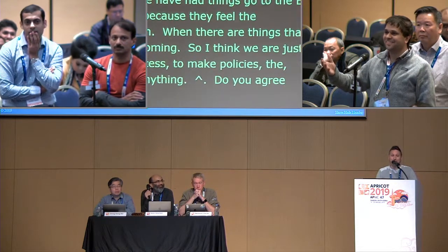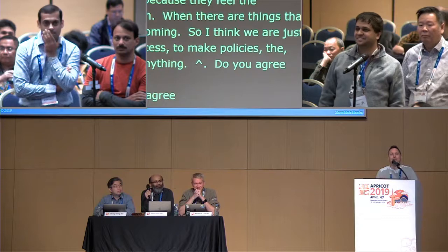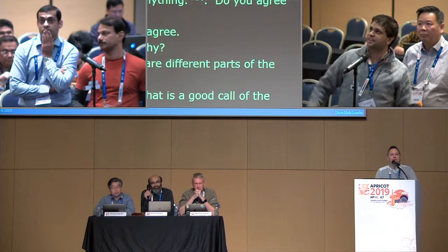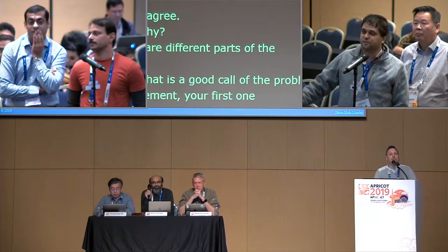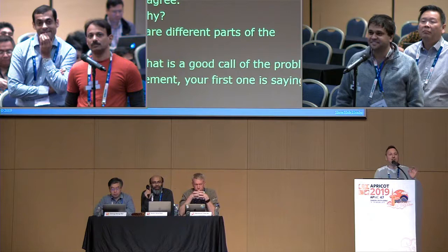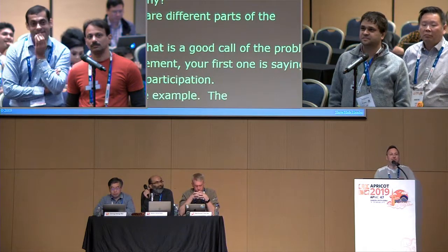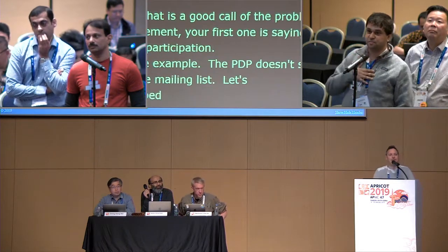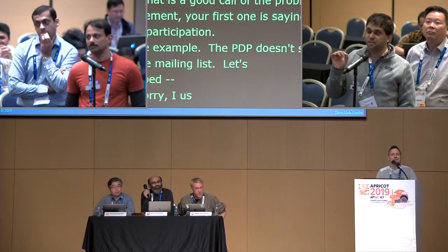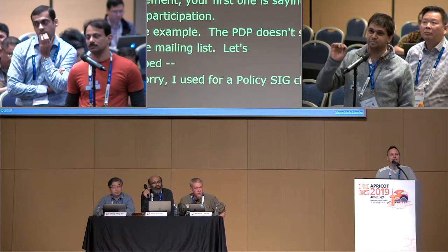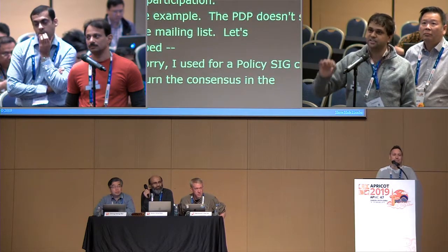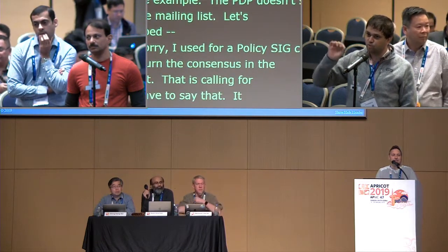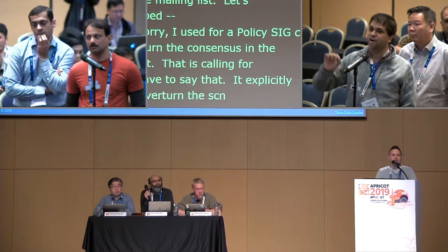Right, so I don't really agree. I think there are different parts of the problem. What is the root cause of the problem? Because the first problem statement is about the low level of community participation. Let's take one example. The PDP doesn't say that it's allowed to consider the mailing list. Let's suppose the chairs decide. No, sorry, I used to be a policy SIG chair. So I know you can overturn the consensus reached in the meeting on the mailing list. It does not have to say that. It explicitly says you can overturn the consensus reached at the meeting on the mailing list.